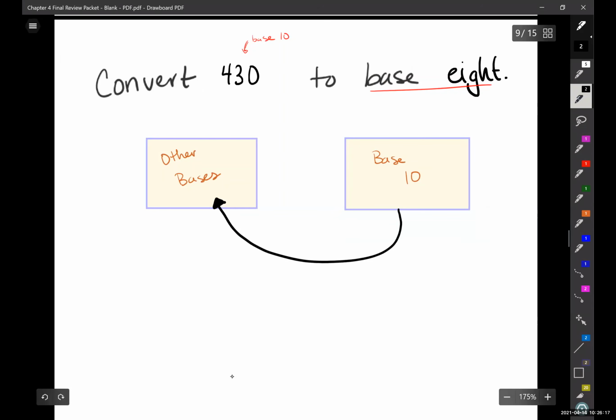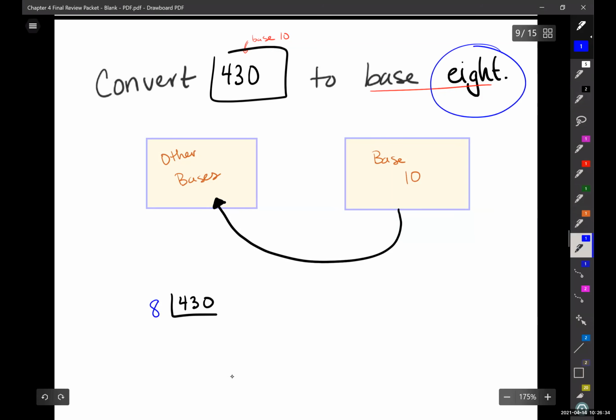So we learned 2 procedures whenever we went through this in class, but I think most people preferred this second method, so we'll go with that. The idea is you always put the number that you start with inside this little box, and then you put the base that you want to change it to on the outside. Always the base 10 number that you start with inside the box, the base that you want to change it to outside. And then you get the calculator.